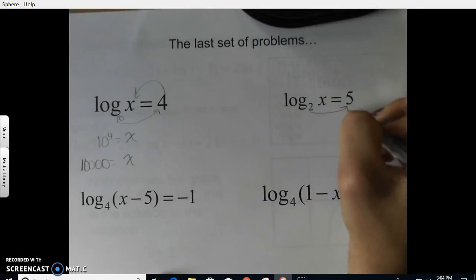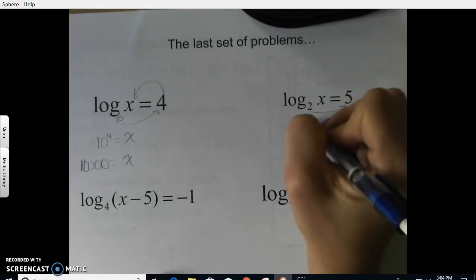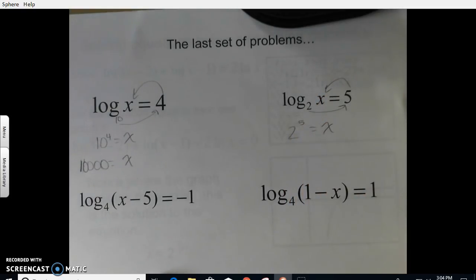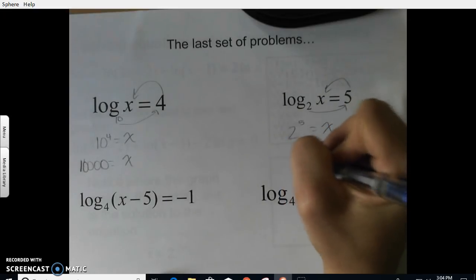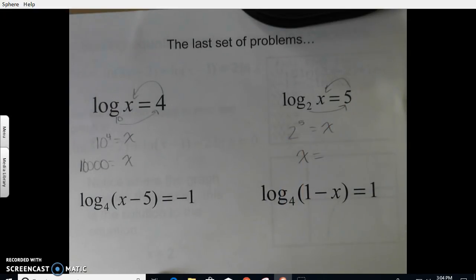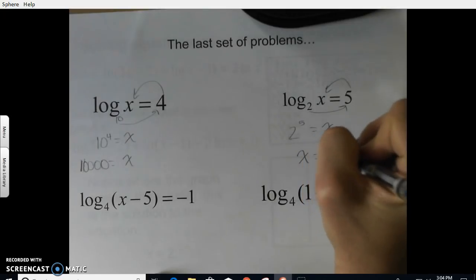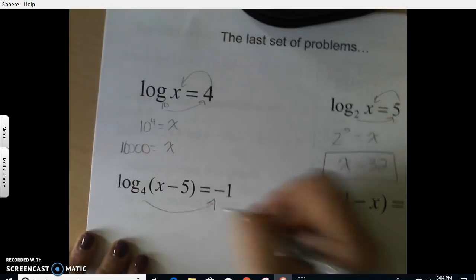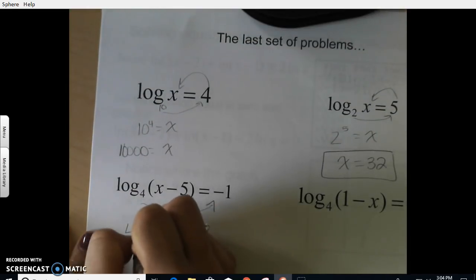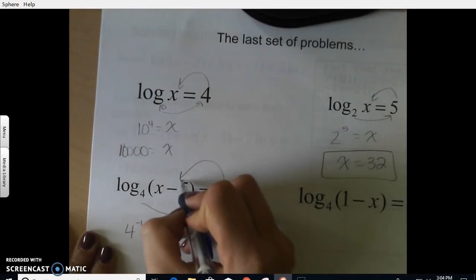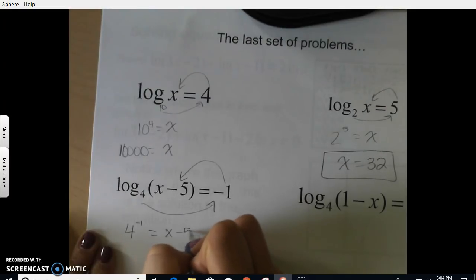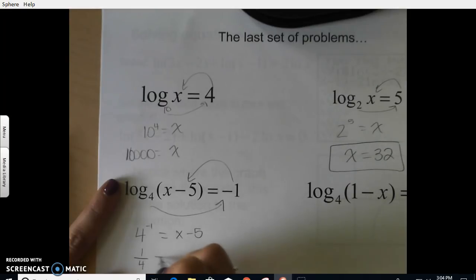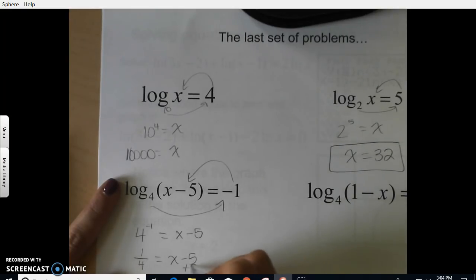Same thing, 2 to the 5th power is equal to x. Therefore, x is equal to 2 to the 5th power, which is 32. 4 to the negative 1st power is equal to x minus 5. 4 to the negative 1st power is 1/4 is equal to x minus 5. Add 5 to both sides.